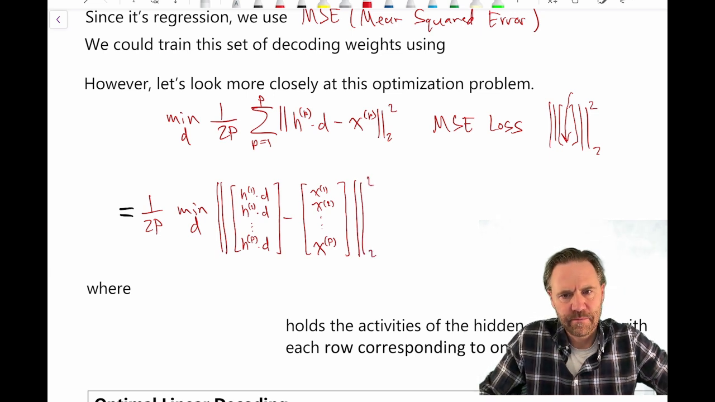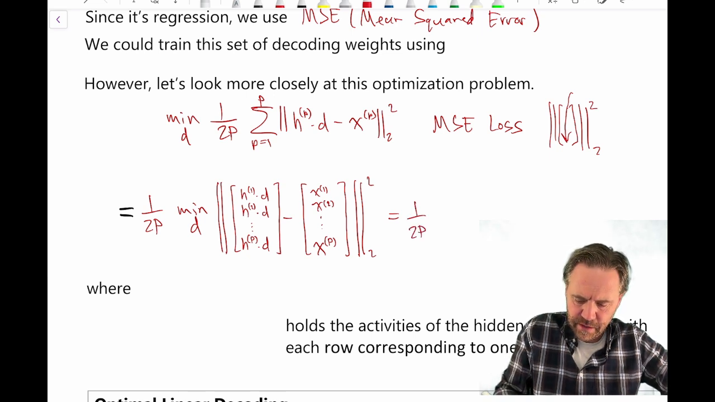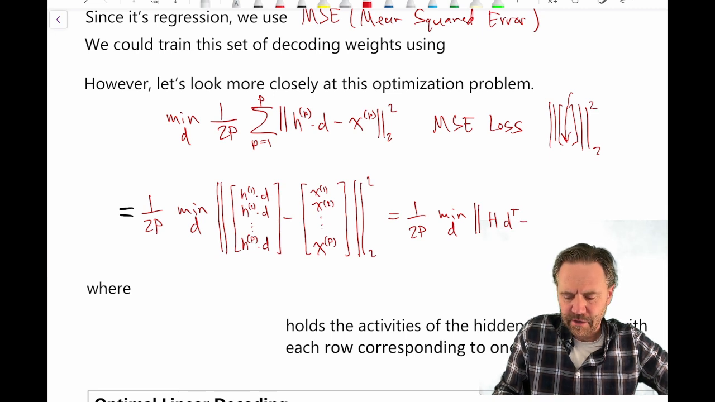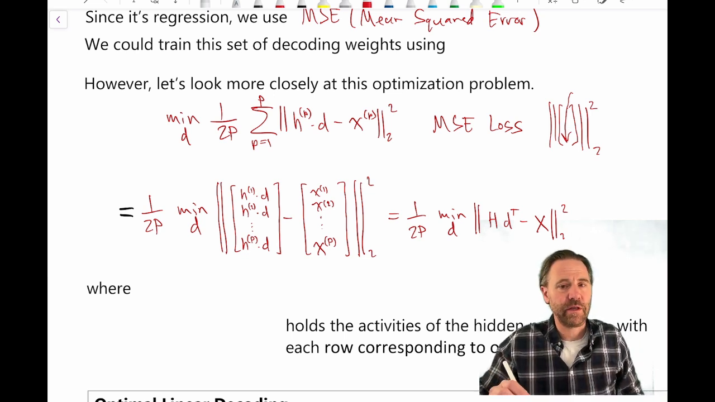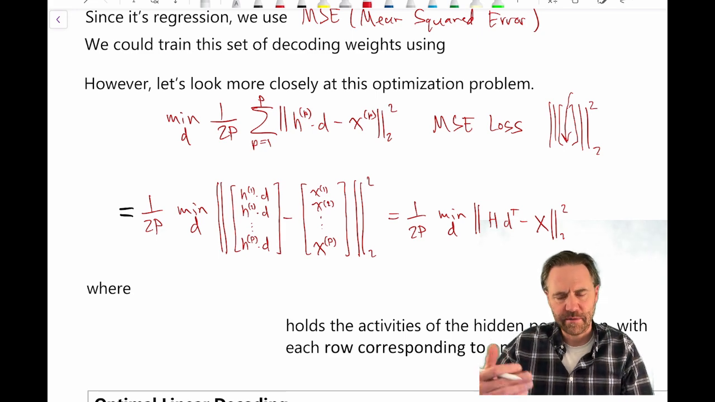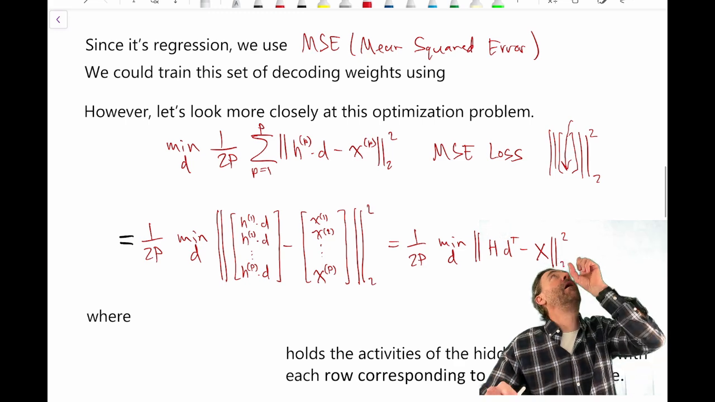L2 norm squared, okay. Which we can really just write as 1 over 2P, minimizing over decoding weights, the norm of capital H times d, let me write it like this now, d transpose minus x. So that d is a column vector. By default in this course, the vectors are row vectors, so that vector needs to be a column vector.